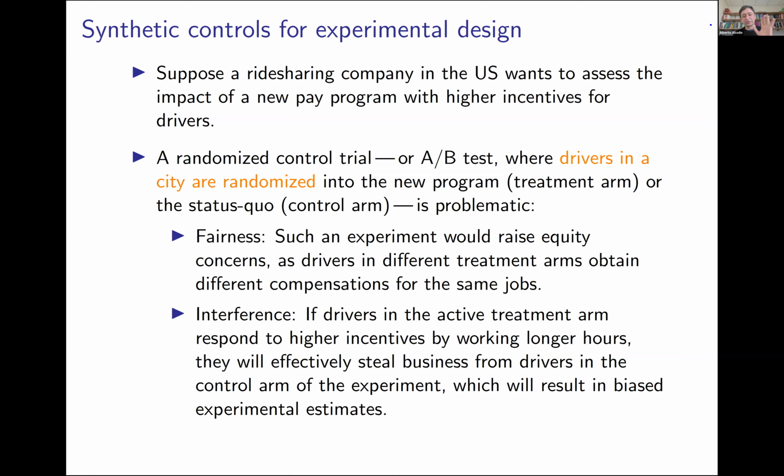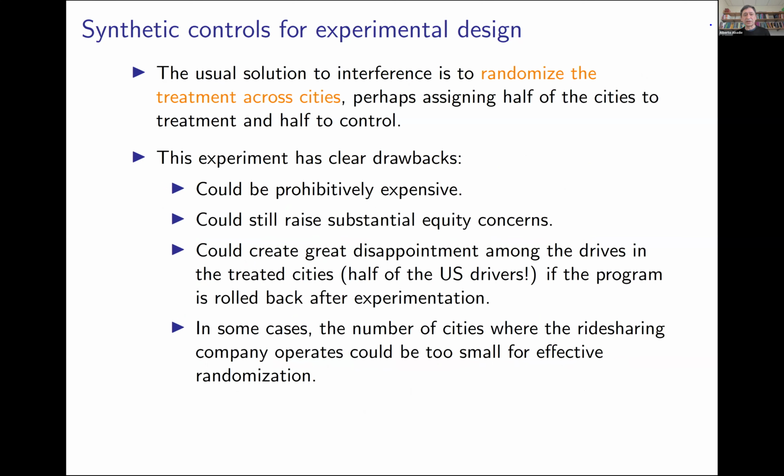So they discard this option and go back to the drawing board, and they realize: wait a second, when we were in grad school, we learned that when there is this type of interference, we have to randomize across more aggregate units in order to avoid these interactions. So they decide that perhaps they want to do a grand experiment in which they randomize the treatment not across drivers but across cities, assigning half of the cities in the country to the treatment group and half of the cities to the control group.